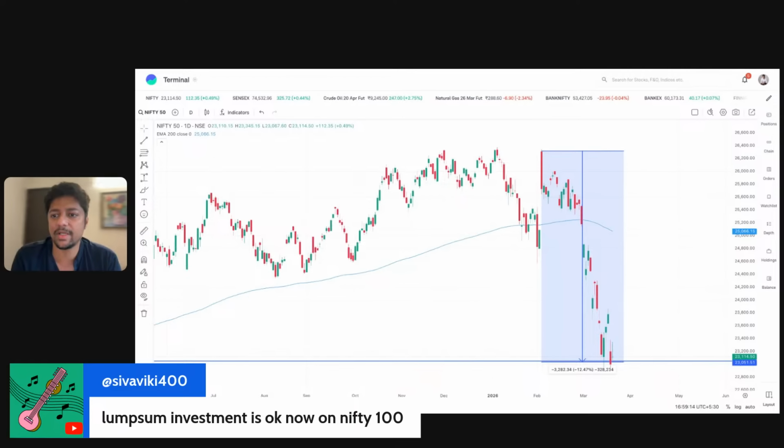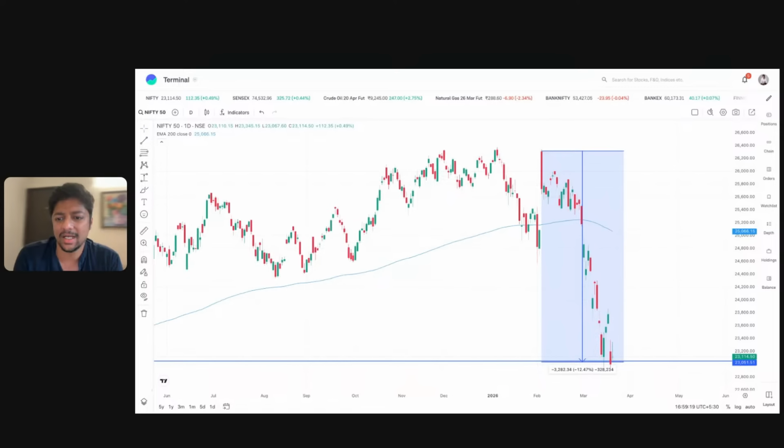Is lump sum investment okay in Nifty? Yeah, it's okay. Lump sum investment in Nifty is absolutely fine. But if you have 100 rupees, don't put 100, maybe put 30, 30, 30, or 25, 25, 25, 25.